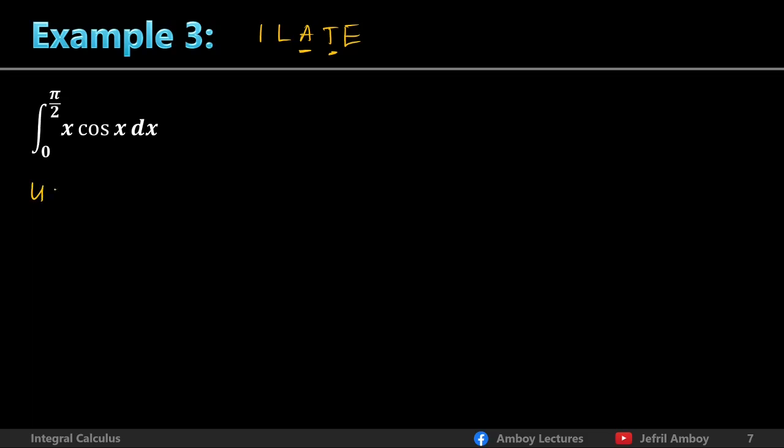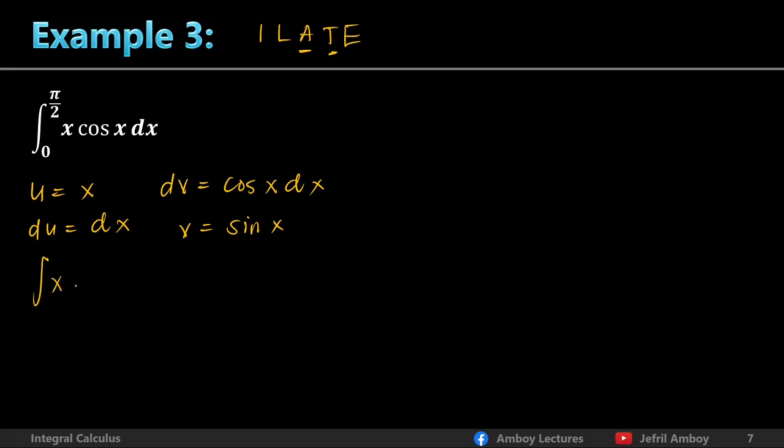So, we let u be equal to x. And of course, du equals dx. On the other hand, yung dv natin ay magiging yung natira, cosine of x dx, from which we can solve for v by integrating this. Ano bang integral ng cosine? That's positive sine x.